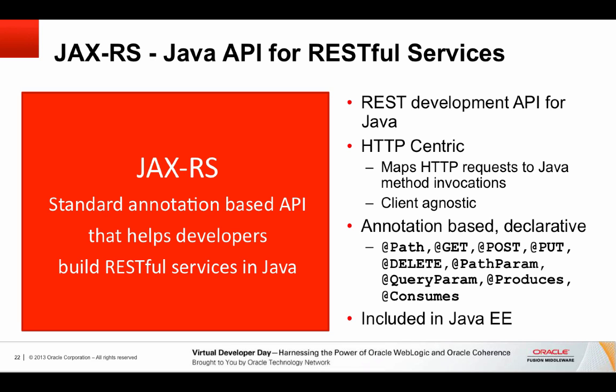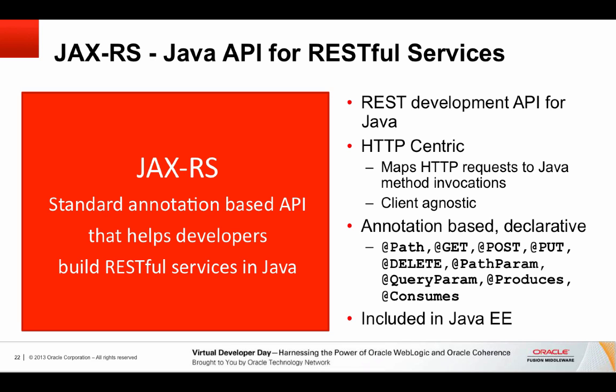JAX-RS has been a specification that was part of Java EE 6, and definitely part of Java EE 7, and really what it lets us do is provide a standard annotation-based API that helps developers, you guys, build RESTful services in Java. So it gives us a mechanism to take our Java classes, our Java objects once they're materialized, and expose them in an HTTP-centric way. It essentially maps HTTP requests, be they GETs or POSTs, etc., through to invocation of Java methods on the back end.